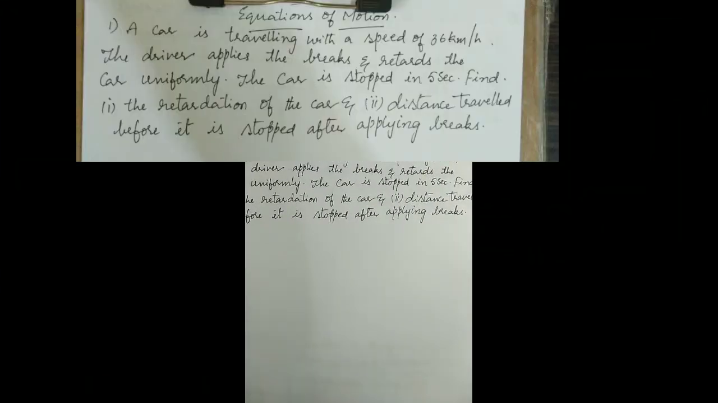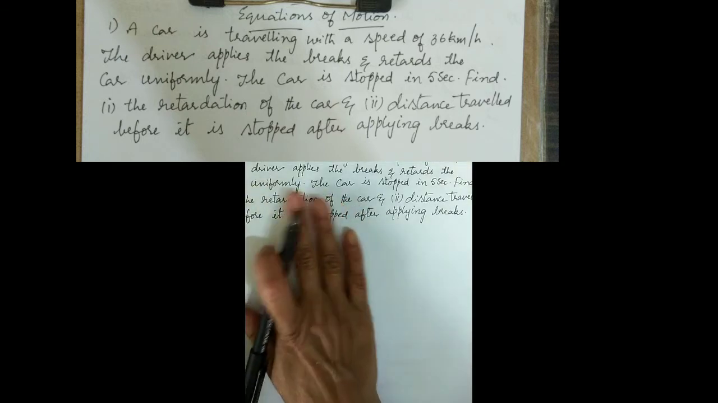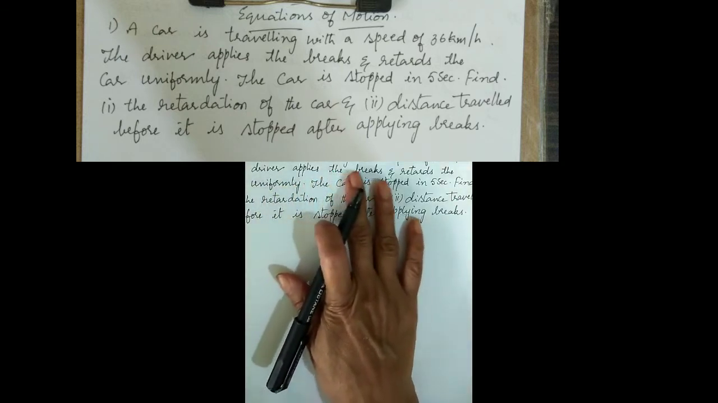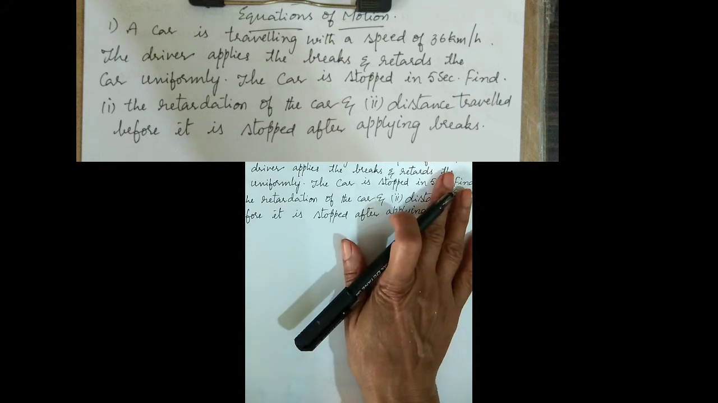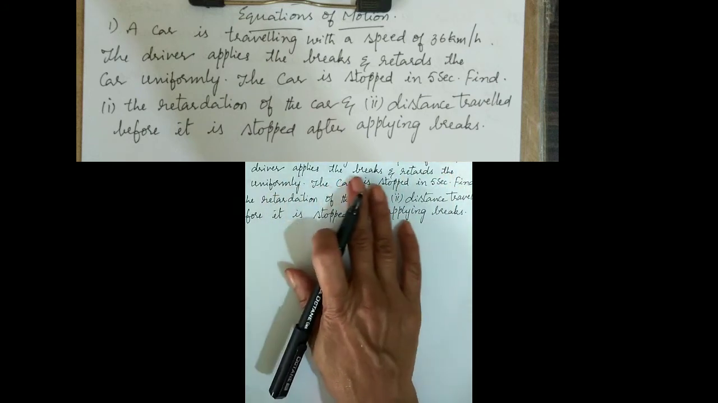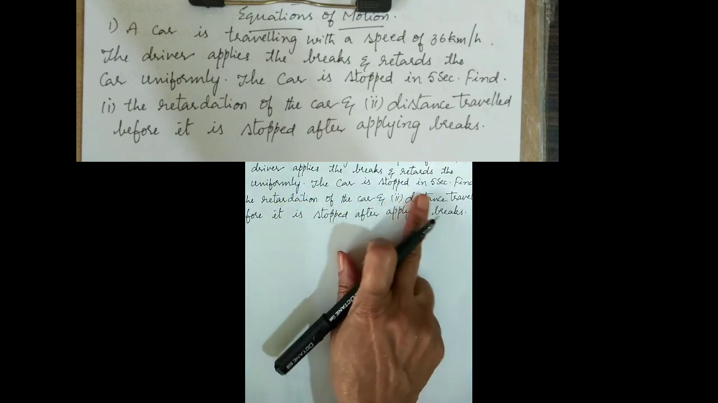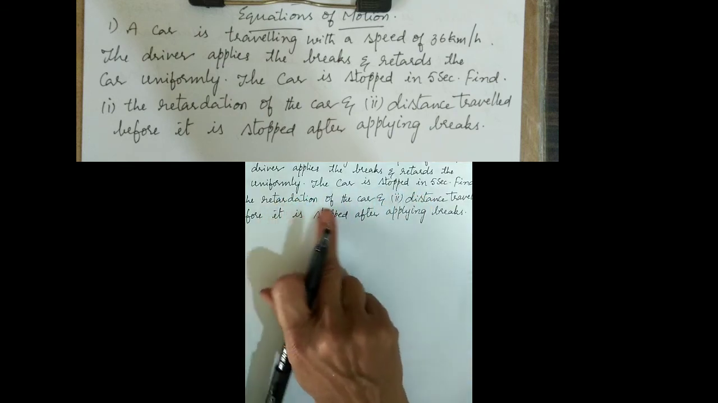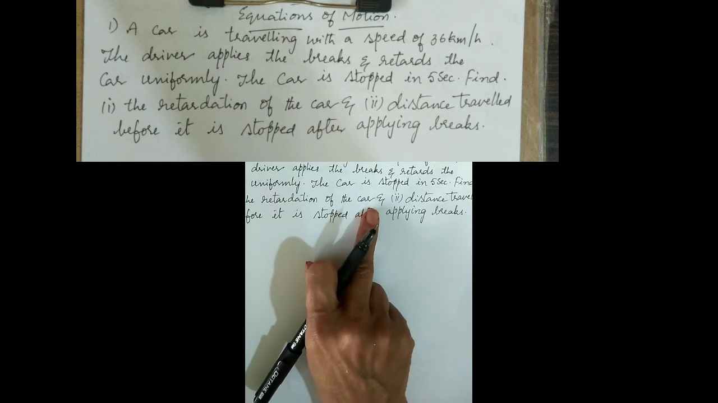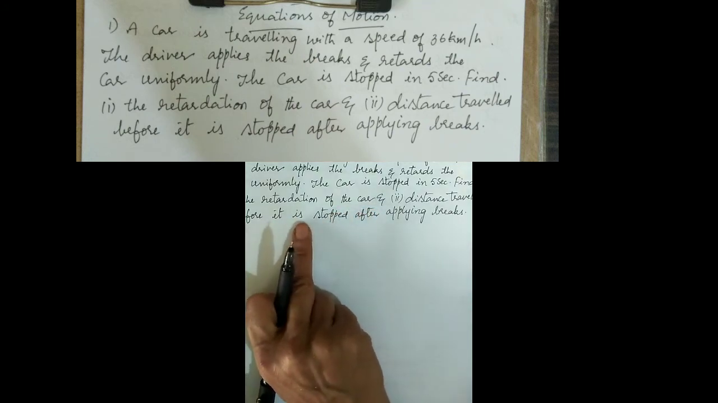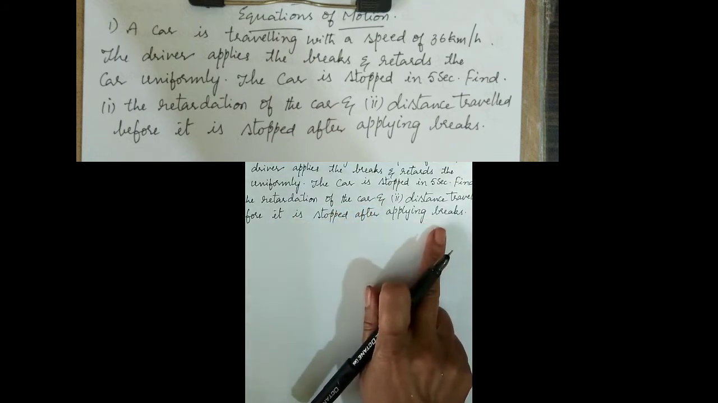Now, sums based on equations of motion. What is given in the problem? A car is traveling with a speed of 36 kilometers per hour. The driver applies the brakes and retards the car uniformly. The car is stopped in 5 seconds. Find the retardation of the car and the distance travelled before it is stopped after applying brakes.